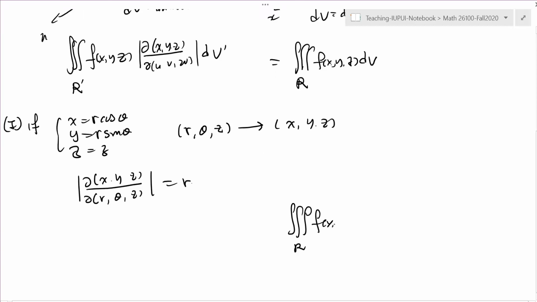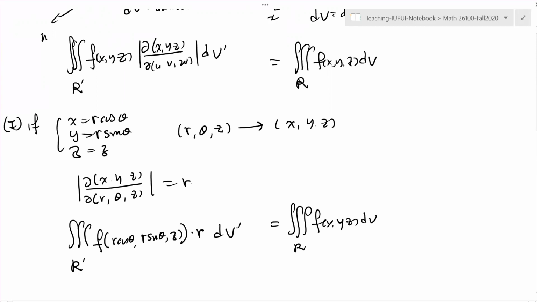If here's the integral of f(x, y, z) dV, that will be over R prime. You can replace x by r cosine theta, y by r sine theta, and z by z. There will be an additional term r here, then dV prime.